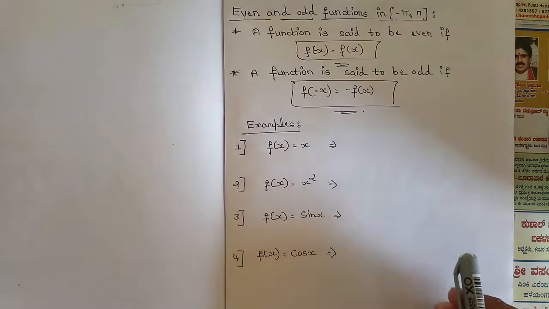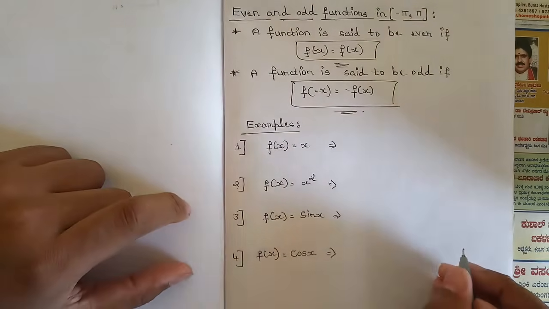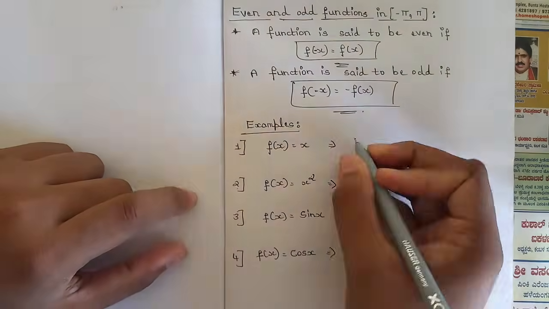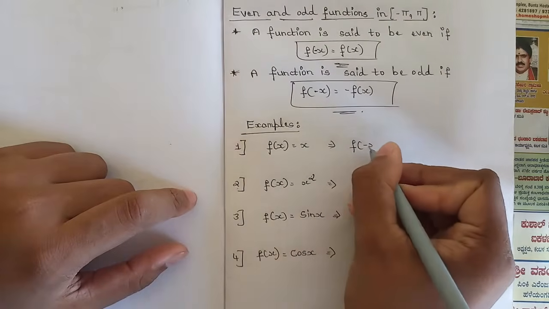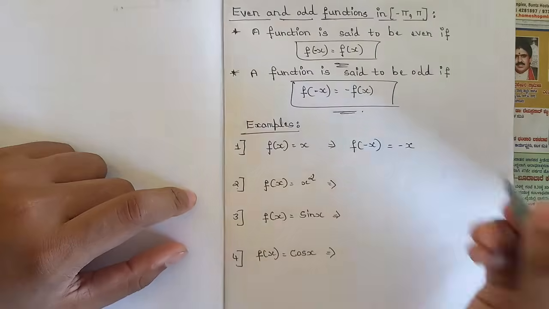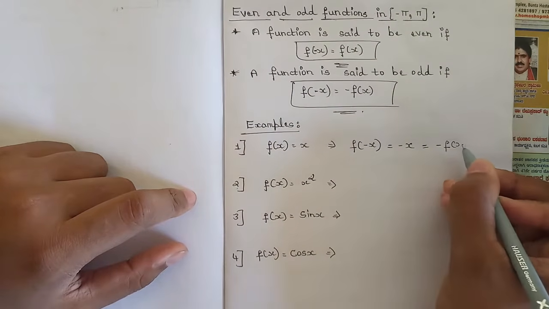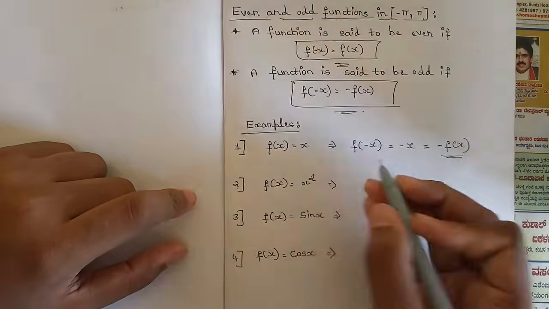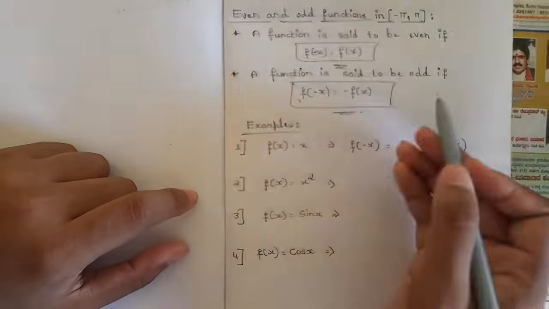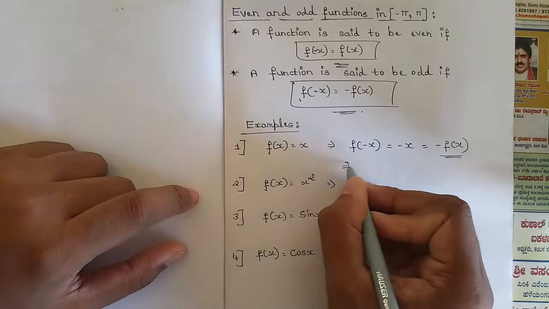The first example is f of x equal to x. So now let's replace x by minus x. So what happens? This becomes minus x. So we can see that this is equal to minus of f of x, right? So by the definition we know that if f of minus x is equal to minus f of x, then this is an odd function.